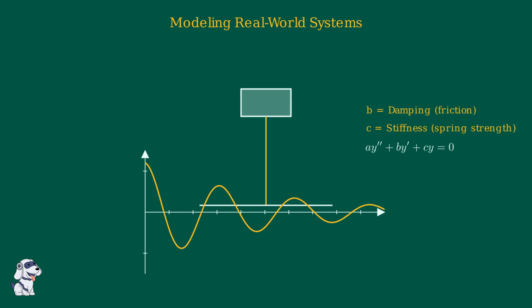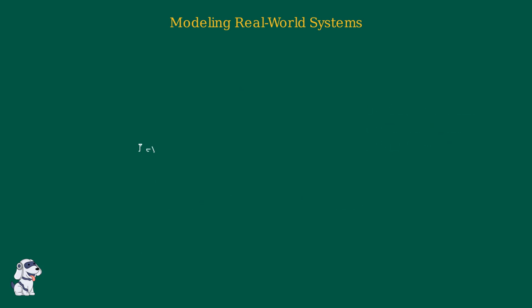By adjusting these variables, we can control the bounce of the car. We aren't just doing math, we are literally tuning the physics of the environment to ensure a smooth ride. The core takeaway is this: these differential equations provide the predictive power we need to tune the physical world, turning complex vibrations into controlled stability.